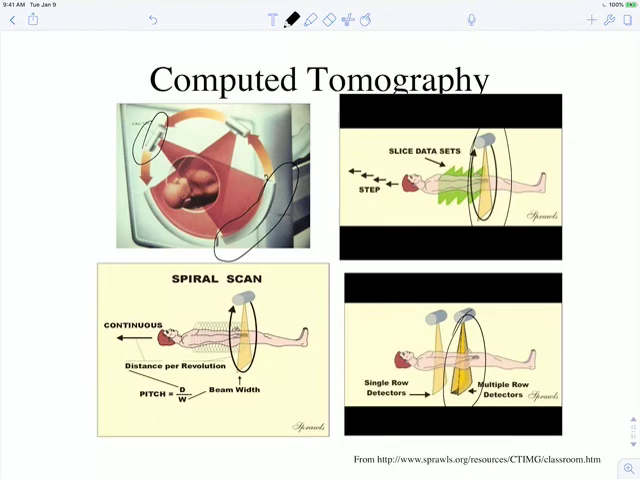Yeah, the answer is as few as possible. You should not just jump into a CT scanner just for the heck of it. So I think when Dr. McVeigh talks about CT, he'll go into a lot more detail.